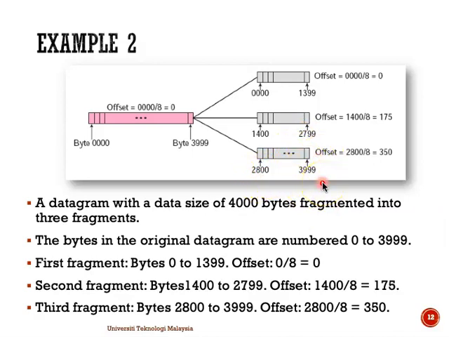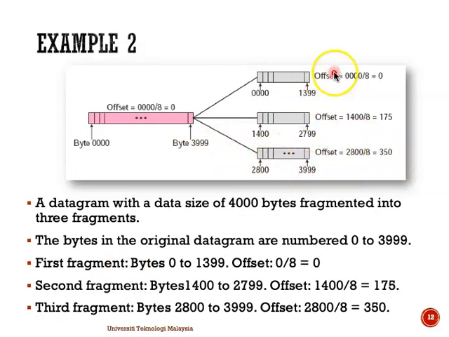For the third fragment, the bytes are from 2800 up until 3999. So you want to find the offset here. We know that we have used 1400 for the first fragment and another 1400 for the second fragment. So it means that 2800 total bytes have been put into two fragments. These 2800 bytes divided by 8 is equal to 350. So 350 is the offset for the third fragment.